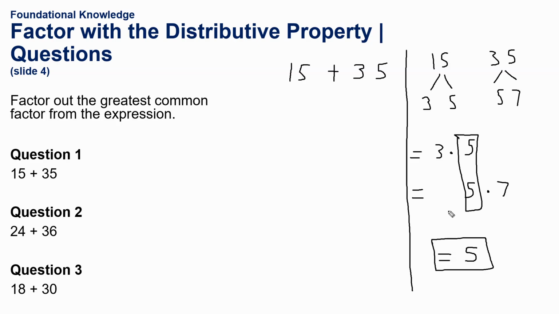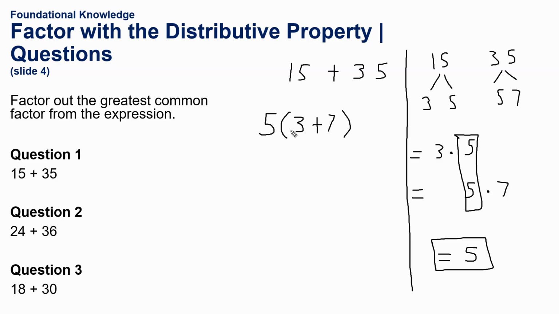So now what you're basically going to do is take the distributive property and put the greatest common factor on the outside of the parentheses. And then you can divide 15 divided by 5, which is 3, plus 35 divided by 5, which is 7. And now you have factored out the greatest common factor.